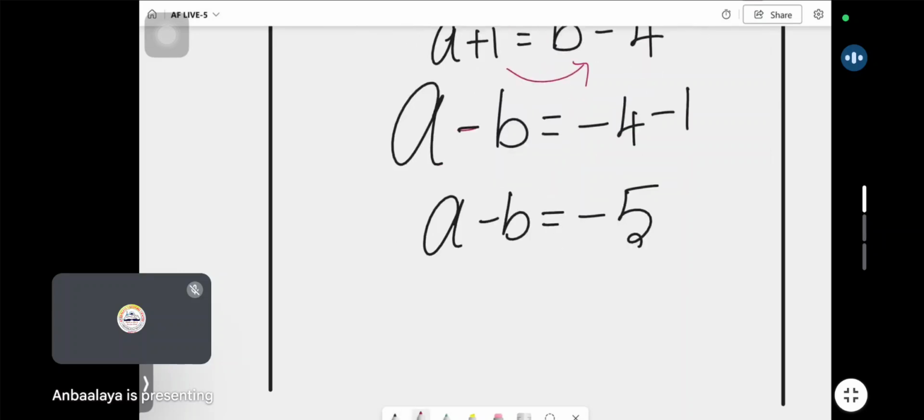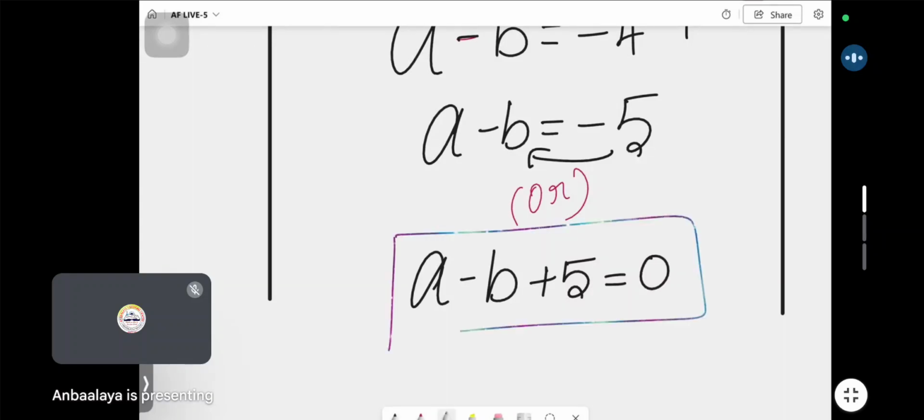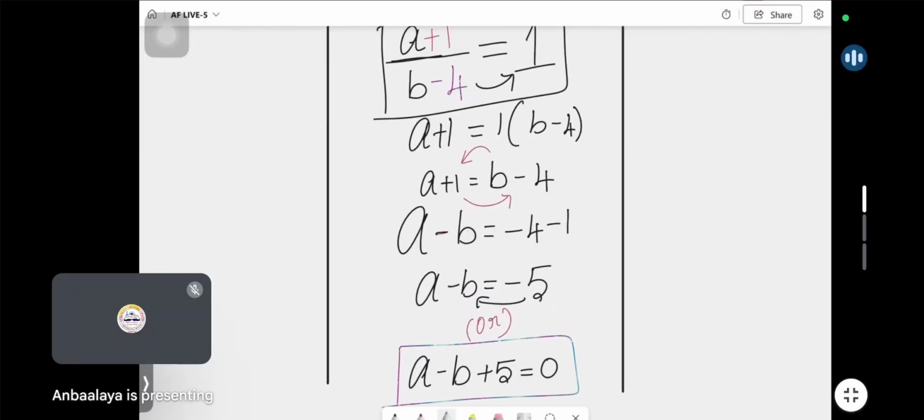So this is also a linear equation, or we can keep all the numbers on one side. A minus b is equal to minus 5. Let me bring this minus 5 to this side. Minus 5 coming this side becomes plus 5. Here no number means equal to 0. So the linear equation is a minus b plus 5 is equal to 0. This is your linear equation.